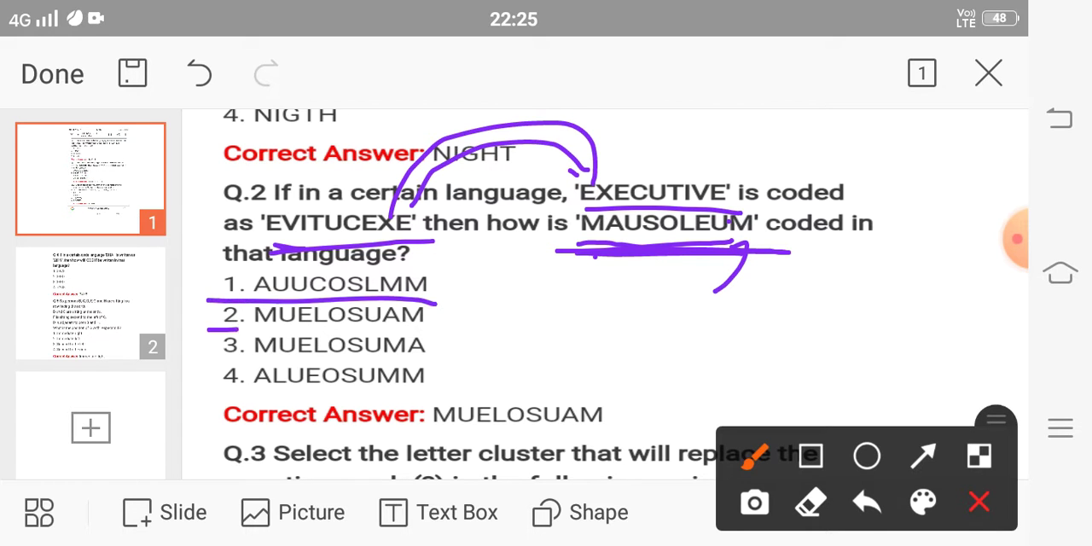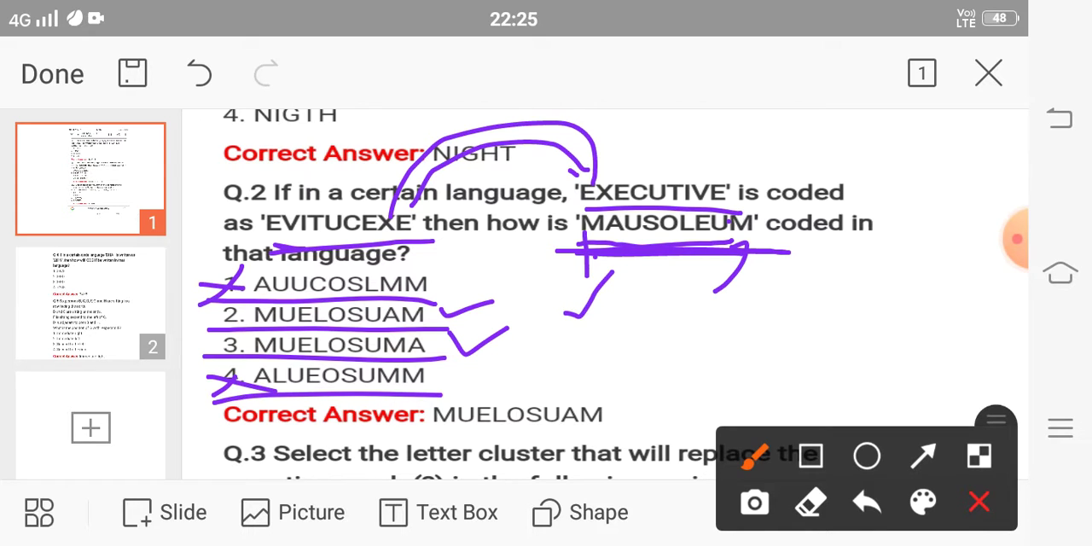Which option starts with M in these options? The second and third options start with M. So delete the first option and the fourth option. In the second or third options, which word ends with M? The second word ends with M. The third word does not end with M. So the second one is the correct answer.